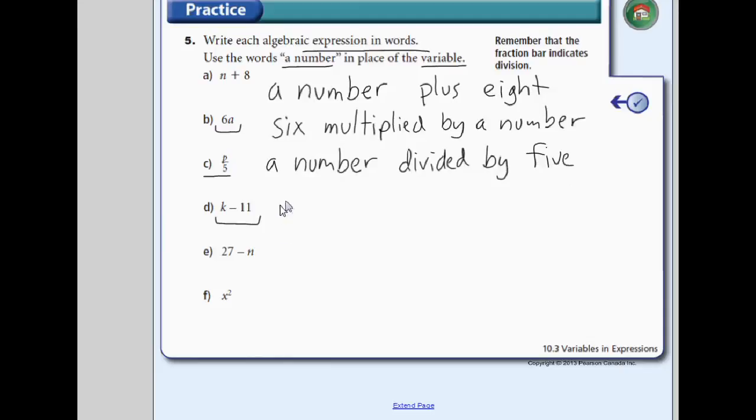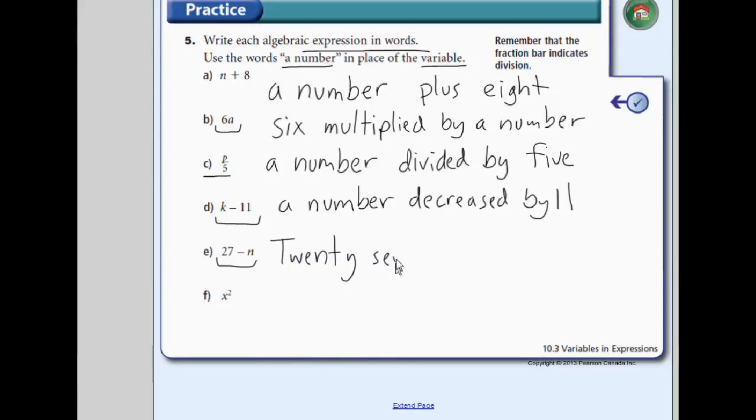There's a few ways to write this. You can write a number decreased by 11. That's the easiest way to write it. Let's look at the next one. The next one says 27 minus n. So we could say 27 decreased by a number.